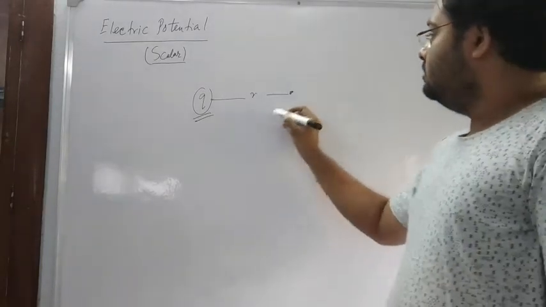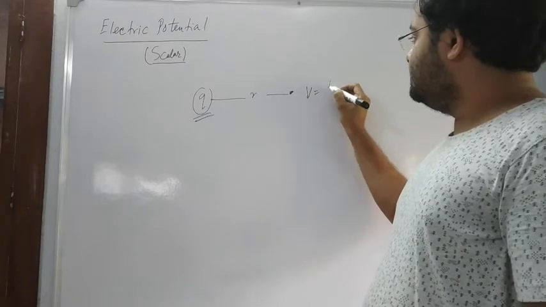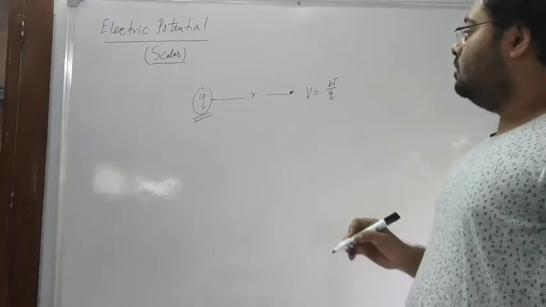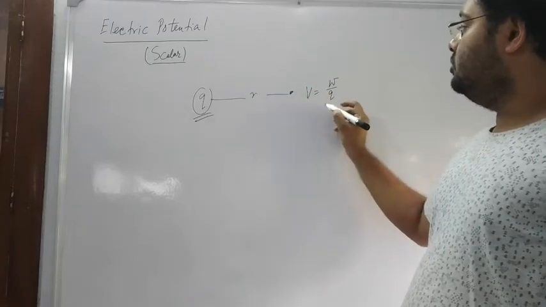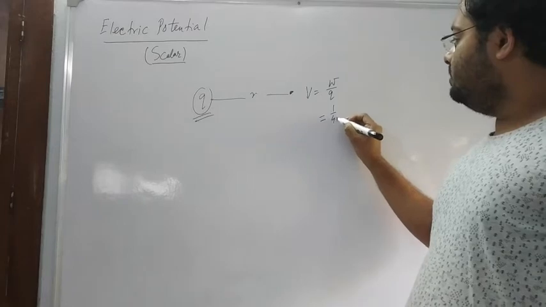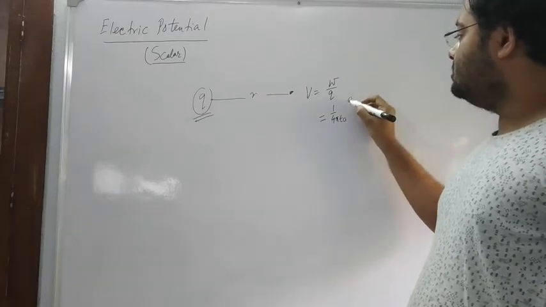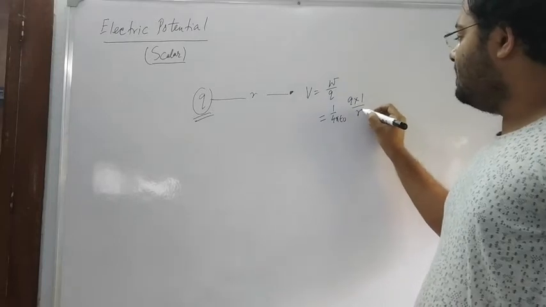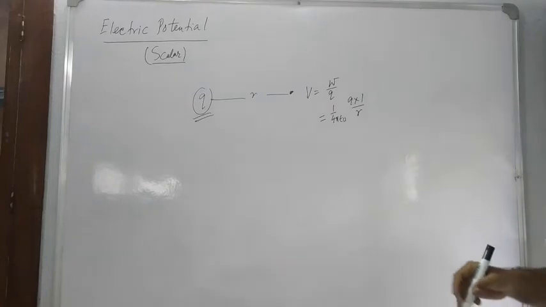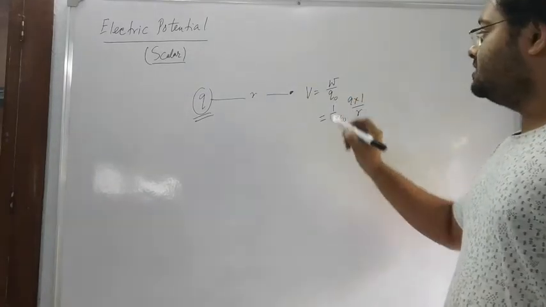So the potential here is basically V is equal to again W by Q. So what should be the work done to bring unit positive charge here? That will be 1 by, what is the work done in that case? 1 by 4 pi epsilon naught Q times 1 by R. The previous formula of U, in U, don't get confused. This is Q naught.